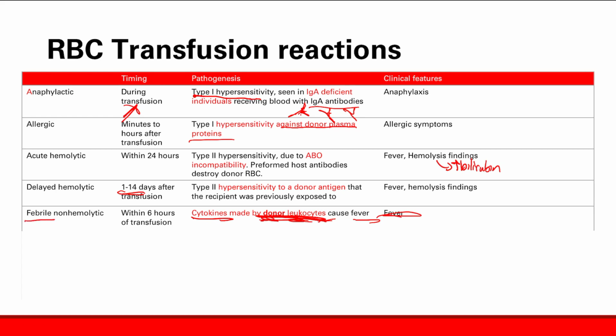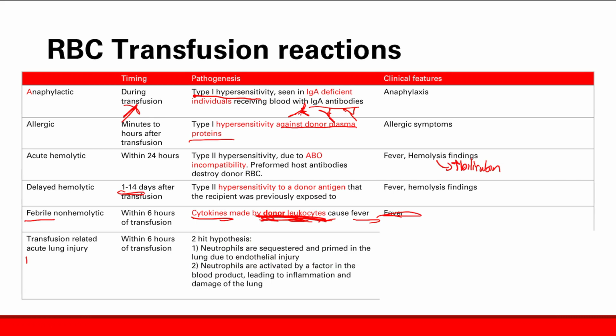Finally, we have transfusion-related acute lung injury. We often abbreviate it as TRALI. Transfusion-related acute lung injury happens within 6 hours of transfusion, and we don't know exactly why, but there's a hypothesis. So you have a problem that causes neutrophil sequestration in the lungs. They get primed, so they're ready for action. And this happens due to endothelial injuries. Endothelial injury leads to neutrophil sequestration and priming in the lungs.